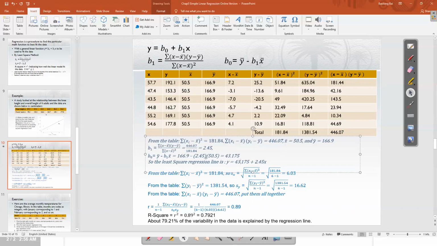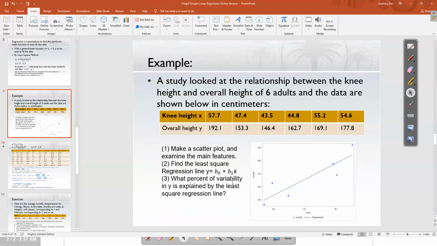So the least square regression equation is y equal to intercept 43.175 plus slope times x, where the slope is 2.45. So this is our regression equation. Then the next question is asking, what percent of the variability in the data is explained by the least square regression line?